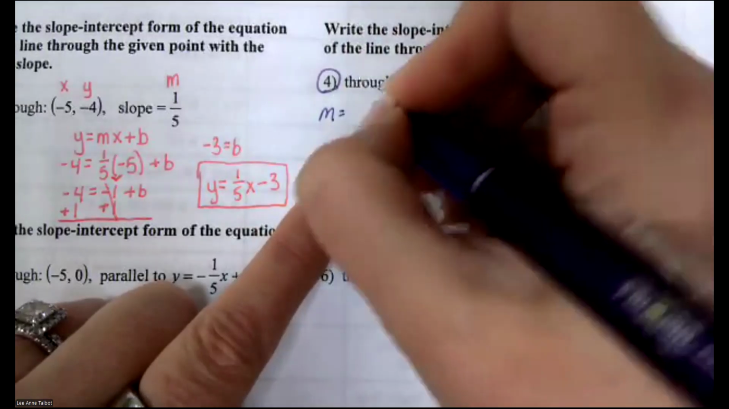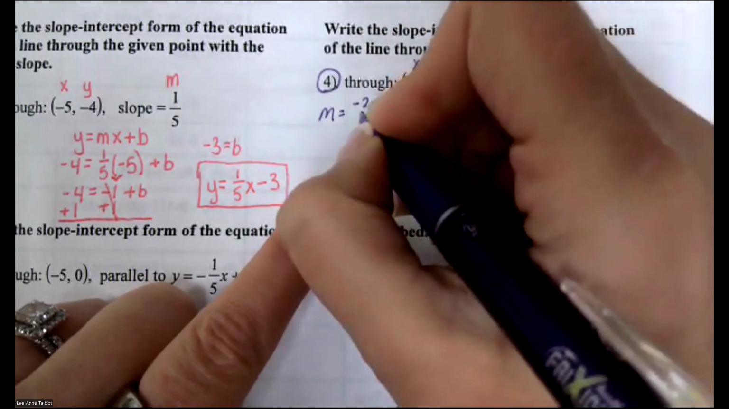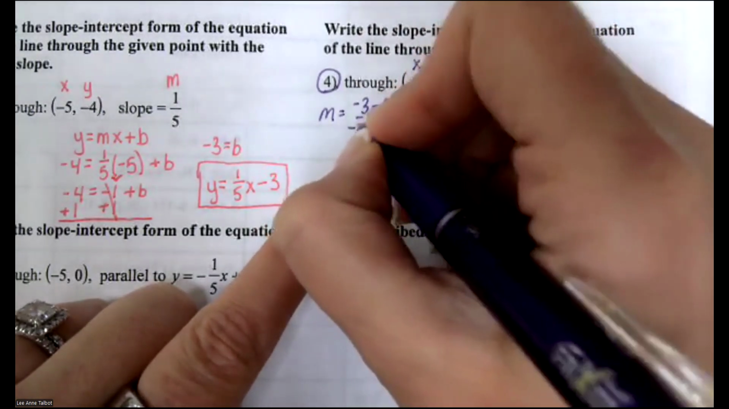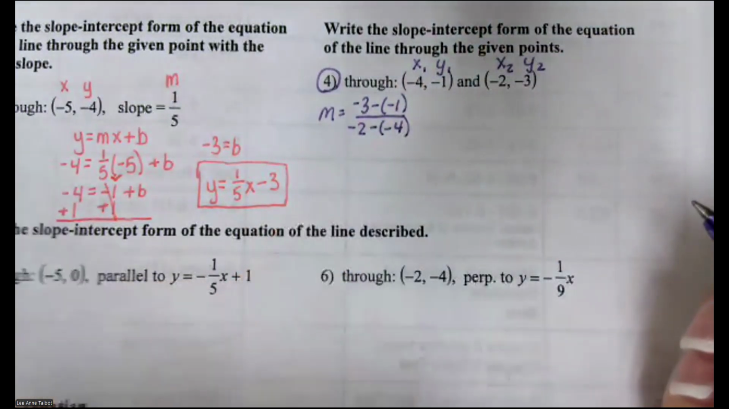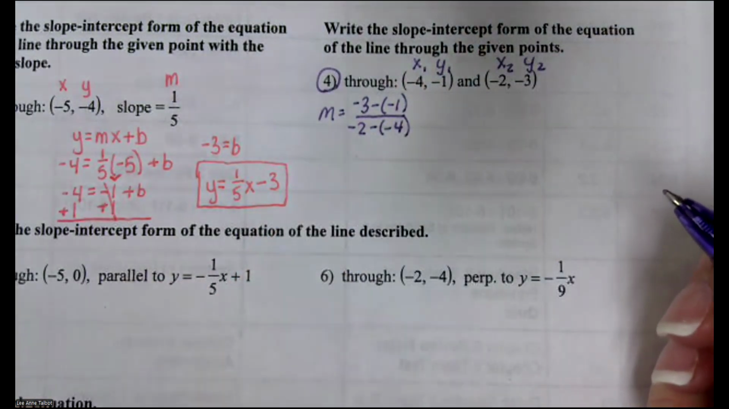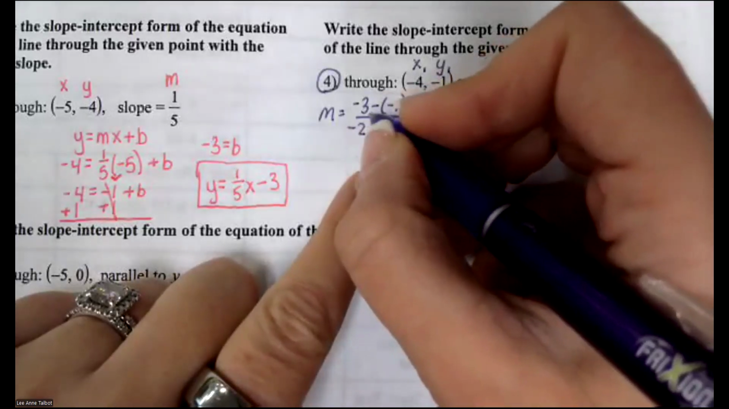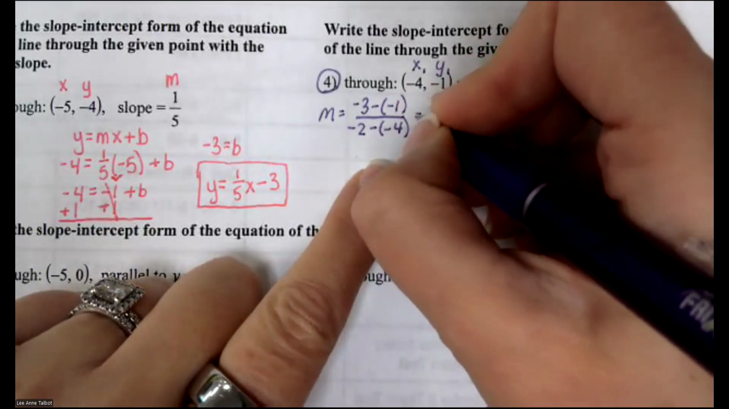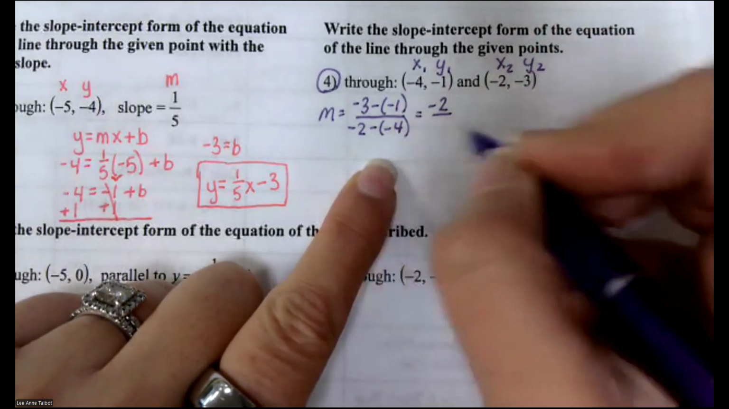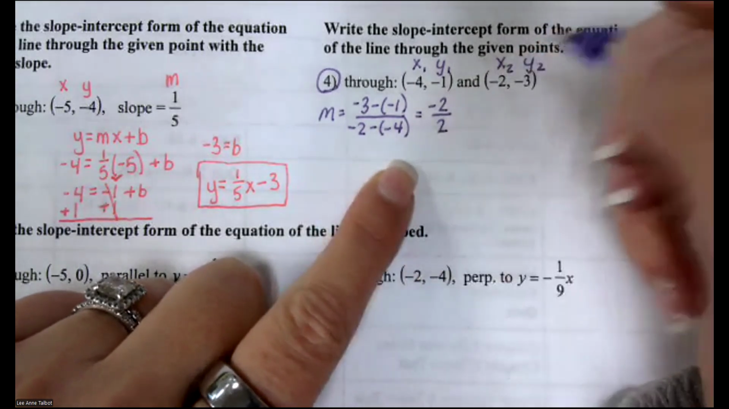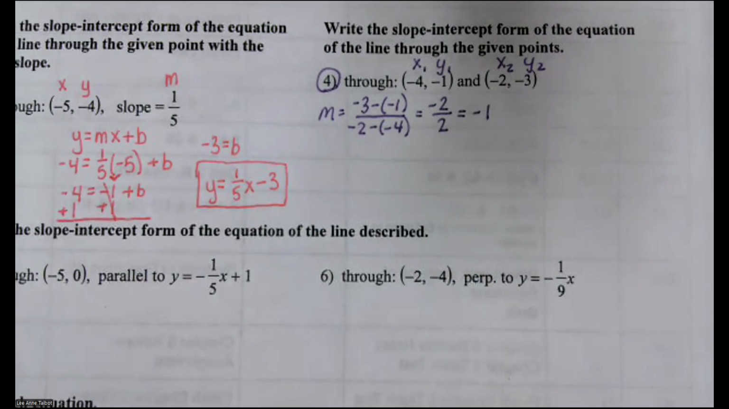M equals y2 minus y1 over x2 minus x1. You have to be really careful with the negatives in this one. Confusing. Okay, so this becomes -3 plus 1, which is -2. And this becomes -2 plus 4, which is +2, which is -1.